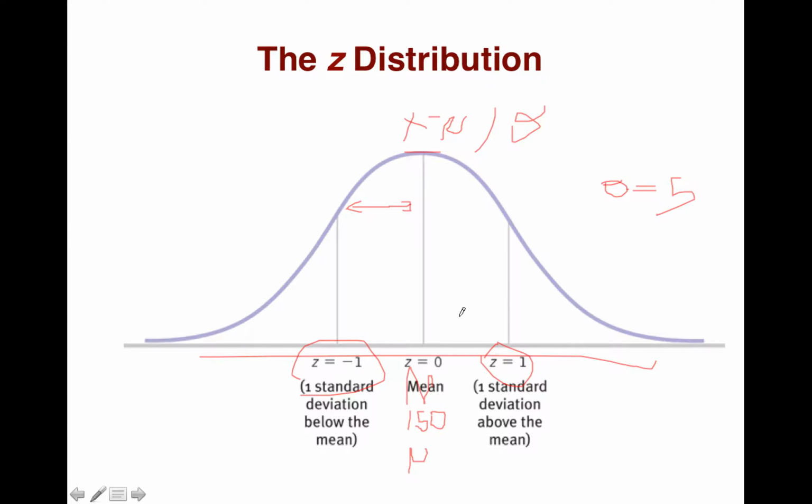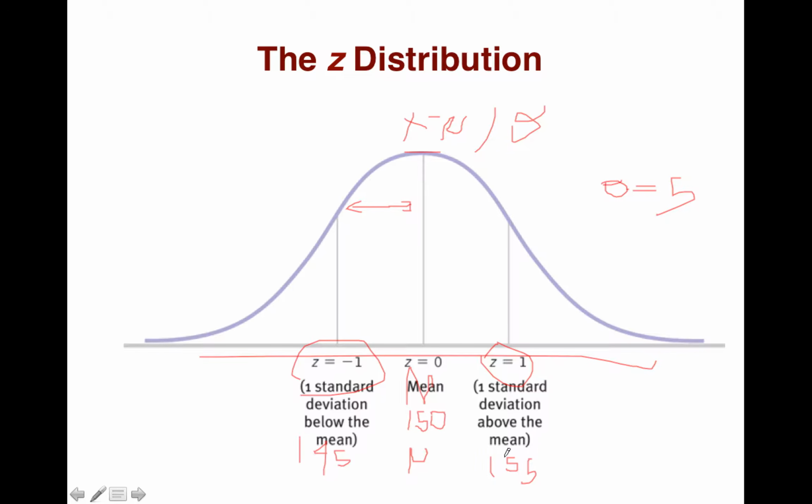What that means is that for each one z-score, the scores here are 155 and 145. Okay. Because that is one standard deviation below, so 150 minus 5 is 145, and one standard deviation above, 150 plus 5, 155. Okay. And so that makes these numbers nice and even, so 1 and -1, to represent one standard deviation above and one standard deviation below.